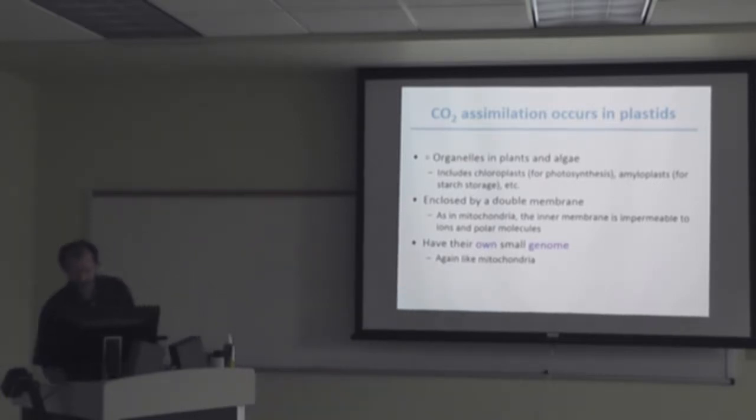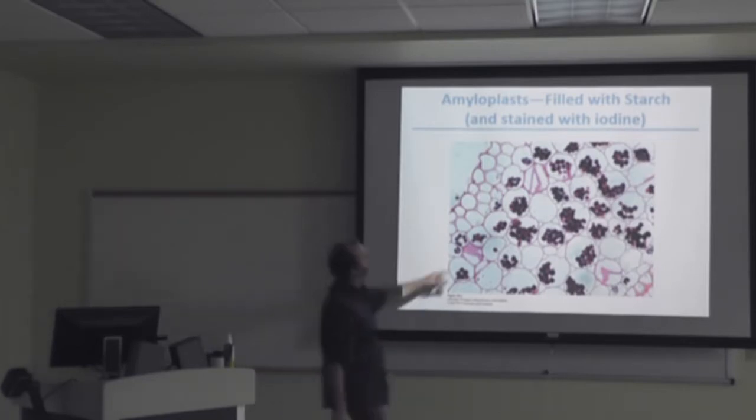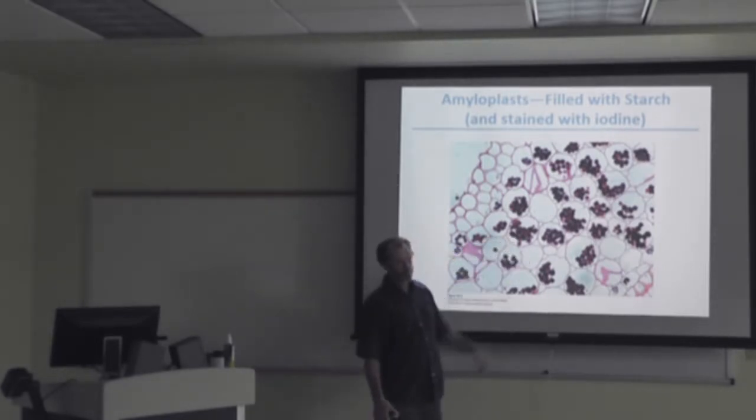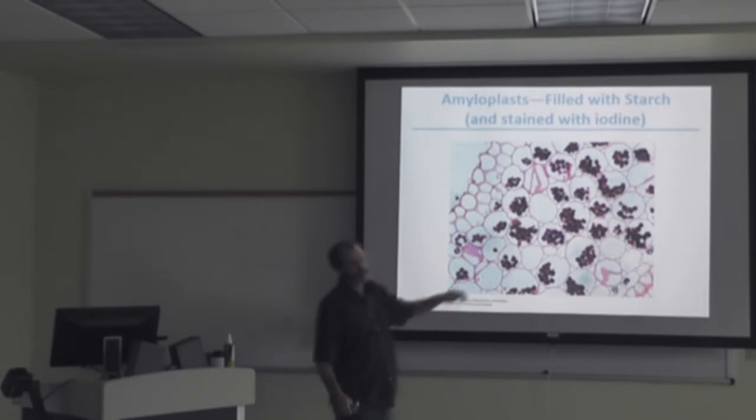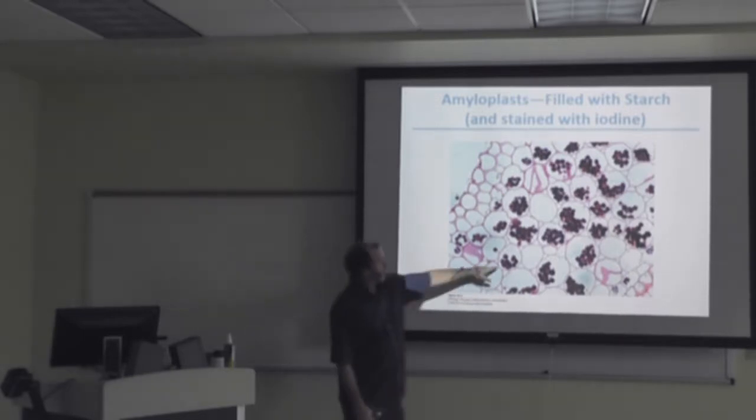Chloroplasts do the same. This is a photo showing you amyloplasts filled with starch, and they stain these with iodine. The reason these stain so well with iodine is that starch forms a helix that fits that iodine molecule perfectly, and when it binds there, it'll absorb light and give you this nice color.